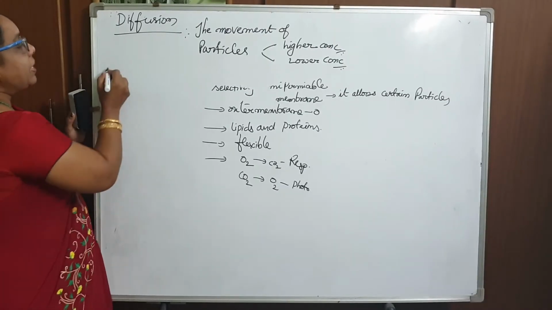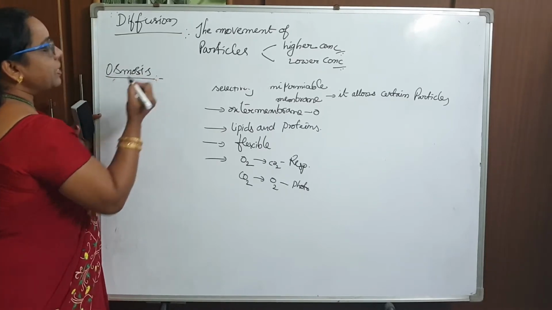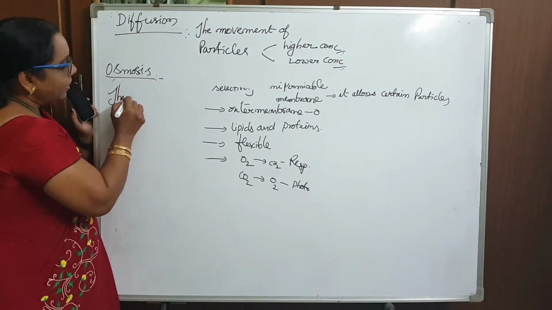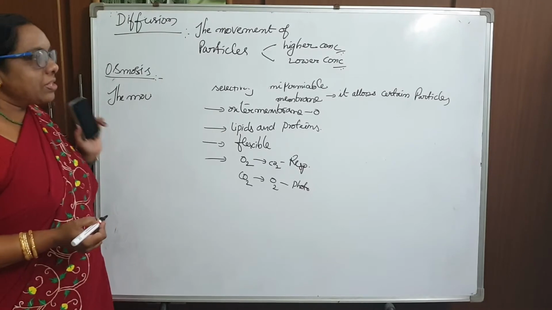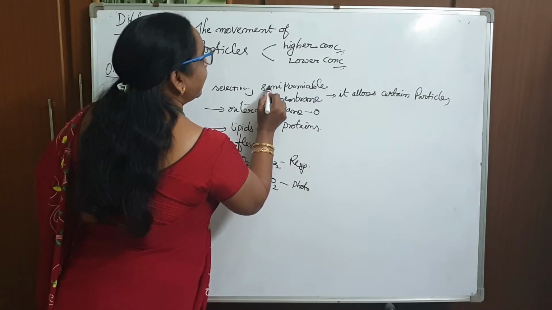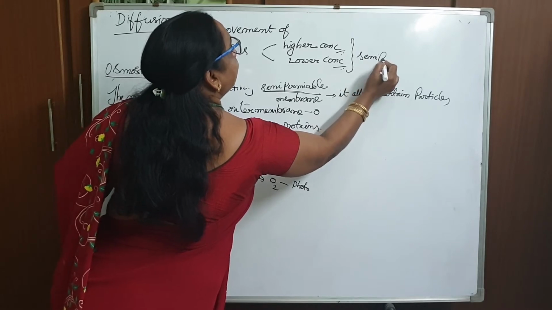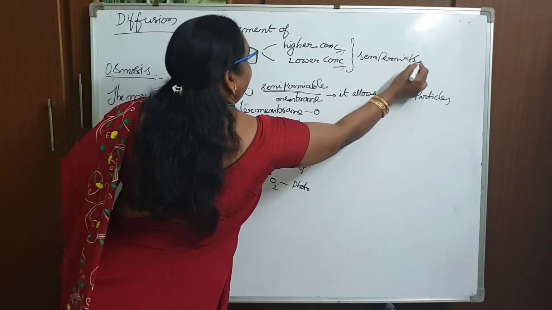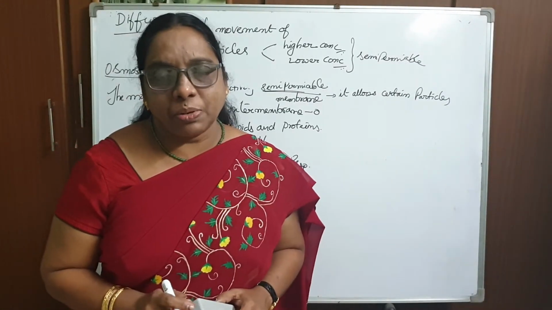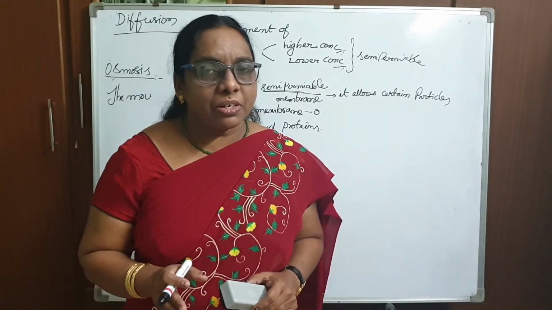Coming to the second one, osmosis. How does osmosis occur? Osmosis is also the same process: the movement of particles from higher concentration to lower concentration, but there is a necessity for a membrane here. There is a need for a semi-permeable membrane. Whenever particles move across a semi-permeable membrane, that process is called osmosis. Whenever particles move without any membrane, that process is called diffusion.